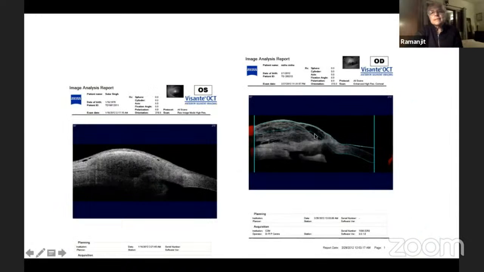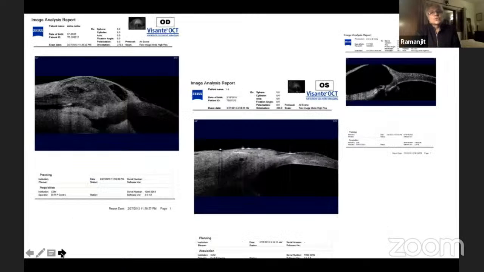So you can see that these kind of cystic spaces probably lead to a dysesthetic bleb. They may be leading to lower IOPs, but the patient is going to be quite uncomfortable. This is a much more gradual rise in the contour of the bleb and is less likely to cause problems as far as the patient is concerned.